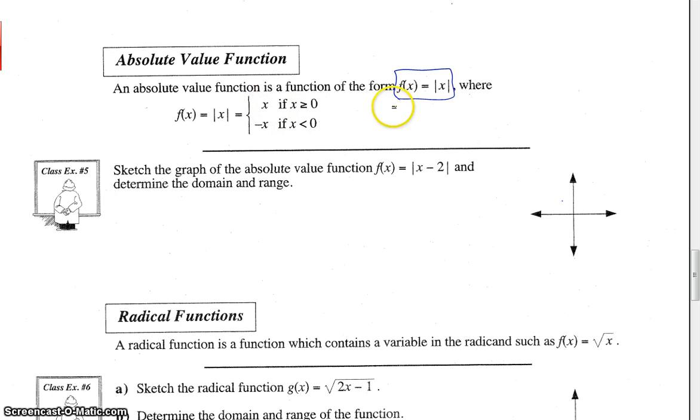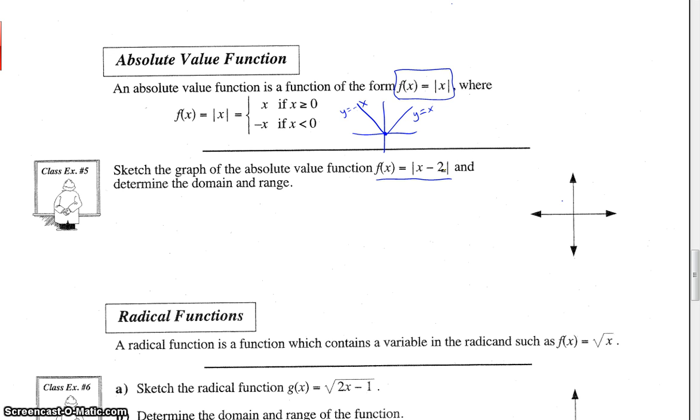The right half of it, let's do a little sketch of this. The right half of it has the equation y equals x, and the left half has the equation y equals negative x. And it's equal to y equals x for x greater than or equal to 0, a little vertex down here at 0, and negative x for x less than 0. So that's a piecewise function. But for example 5, we're just going to sketch this next graph, f of x equals x minus the absolute value of x minus 2, and then we're going to find the domain and range.